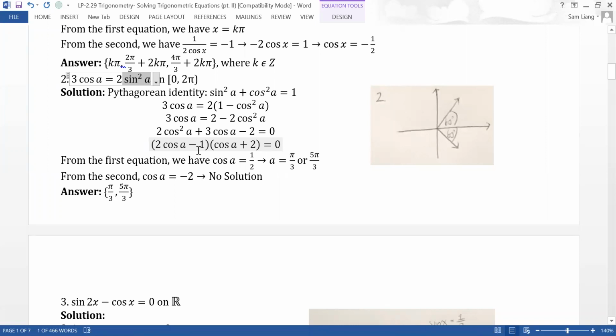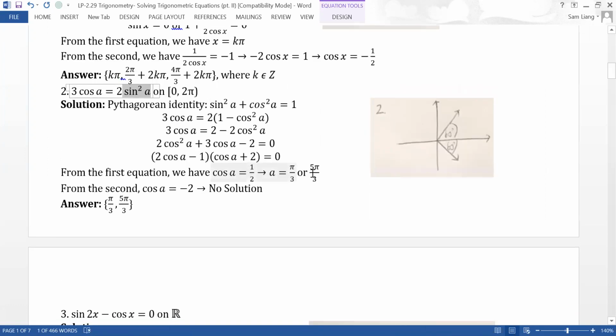So you can solve for the angle. From the first equation, we have cosine A is 1/2. So therefore, it'll be pi over 3 or 5 pi over 3, just like the do now. So yeah, 60 degrees and 300 degrees, right? As you see from the diagram here.